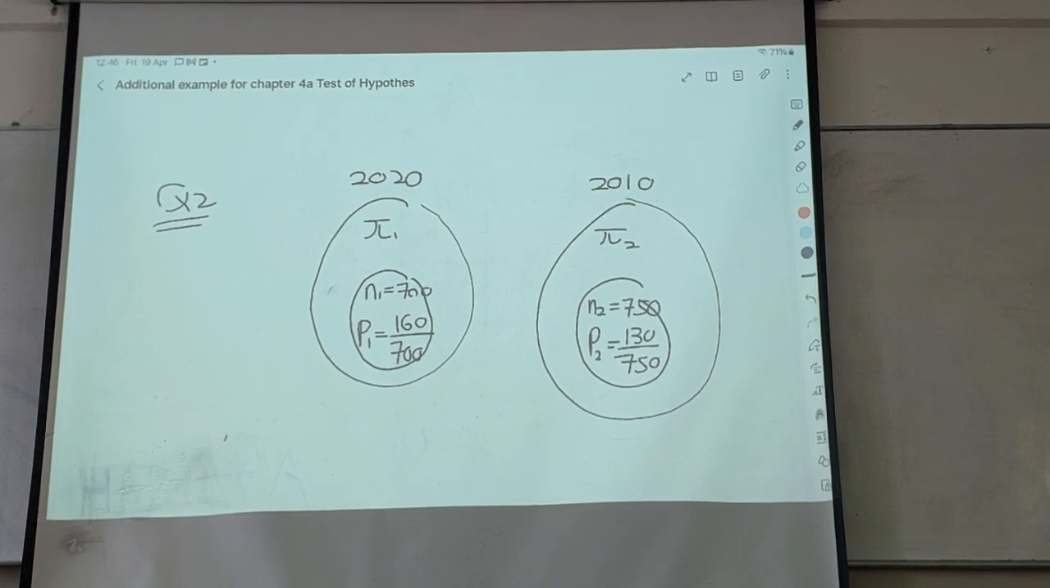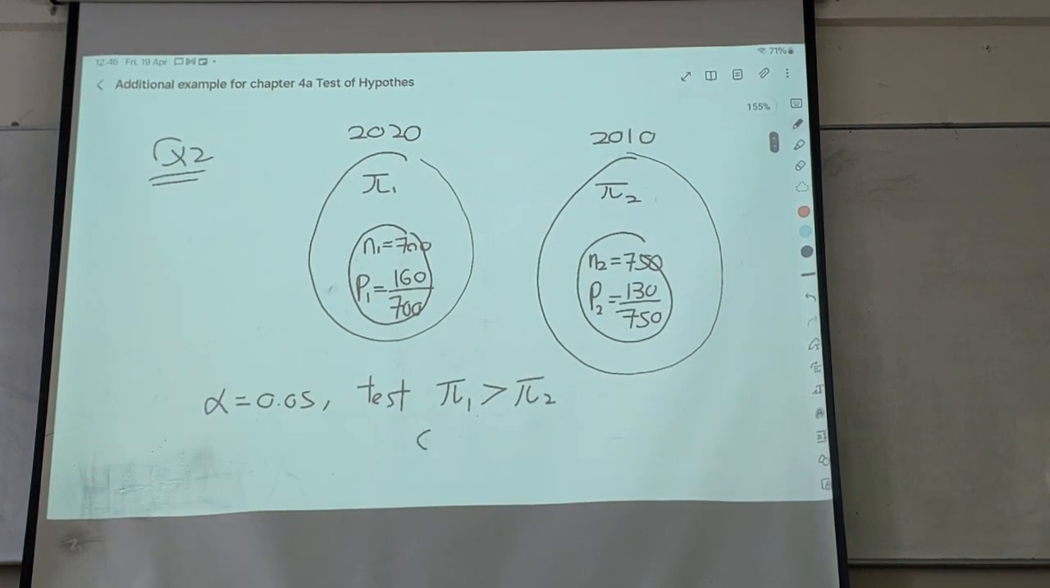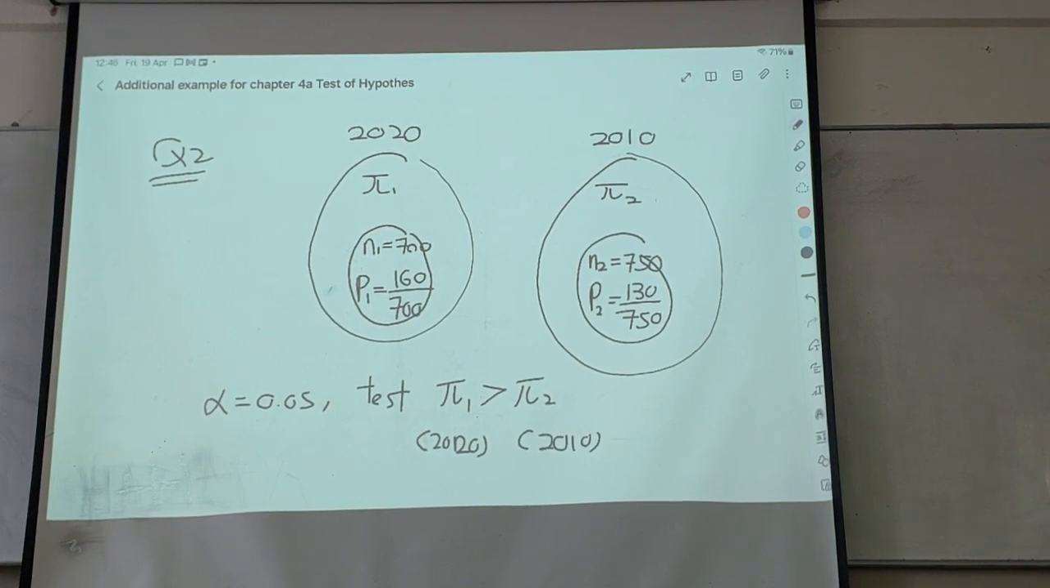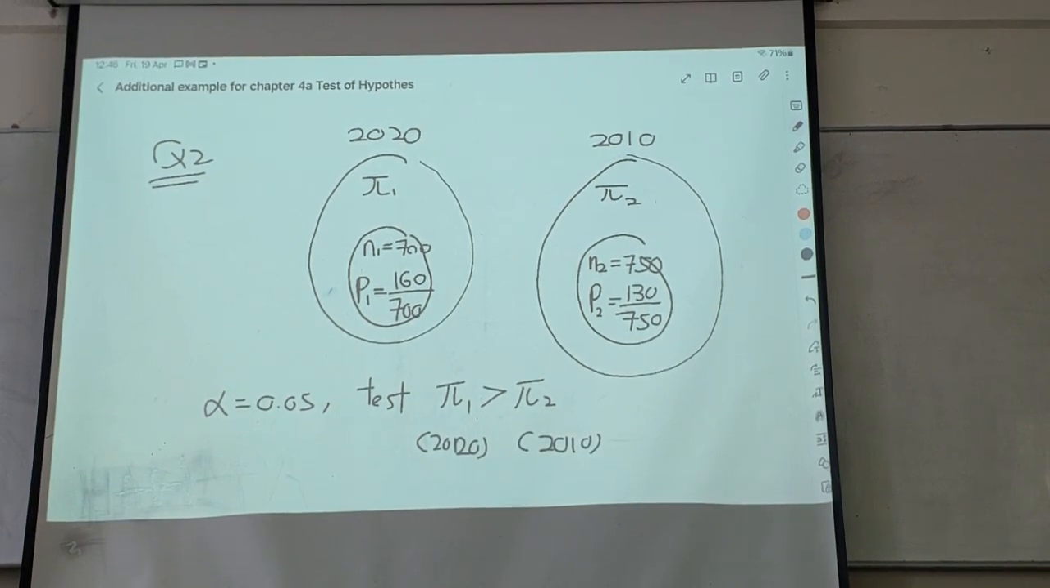You need to use 0.05. Okay? Test what? Is pi 1 greater than pi 2? Pi 1 indicates what? 2020. Pi 2 indicates 2010. Understand? This is the objective.